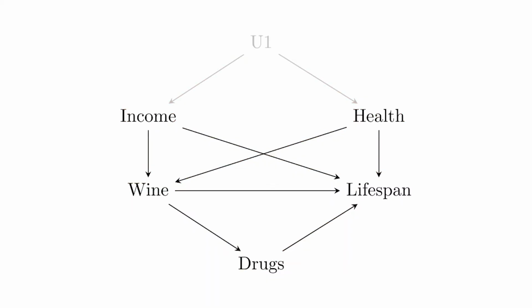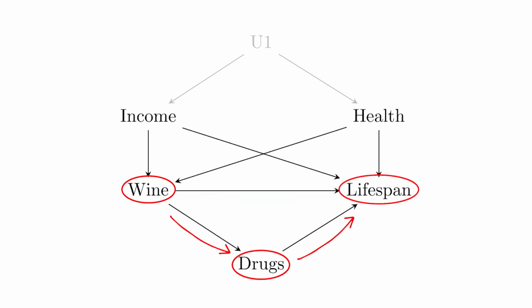And the first thing that we can talk about is front and back doors. So a front door is any pathway where all the arrows point away from our treatment and towards our outcome. So for example, on this diagram, we have wine to lifespan. That is a front door path. We also have wine to drugs to lifespan, right? Wine might affect your lifespan because it makes you take more or fewer drugs. So that is a front door.